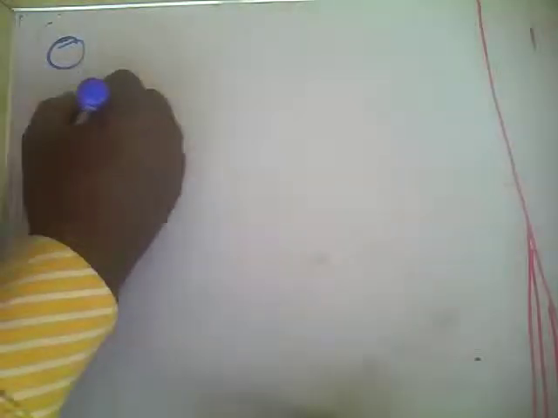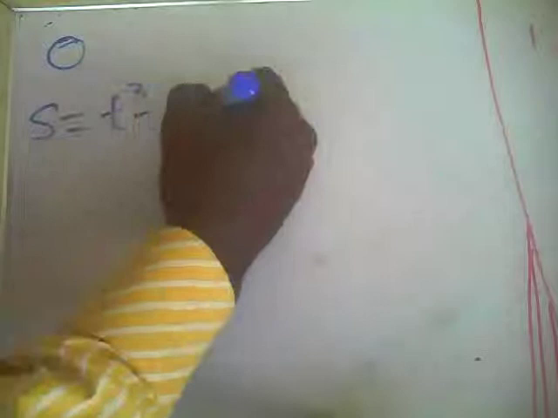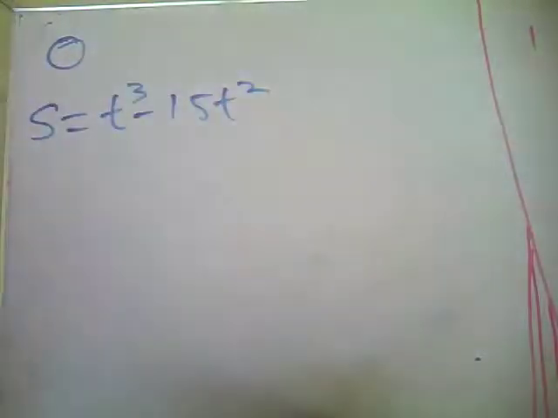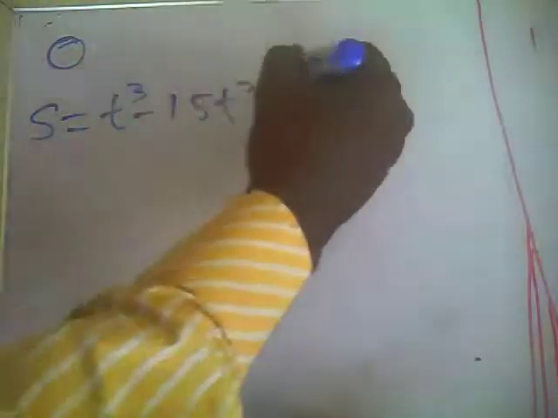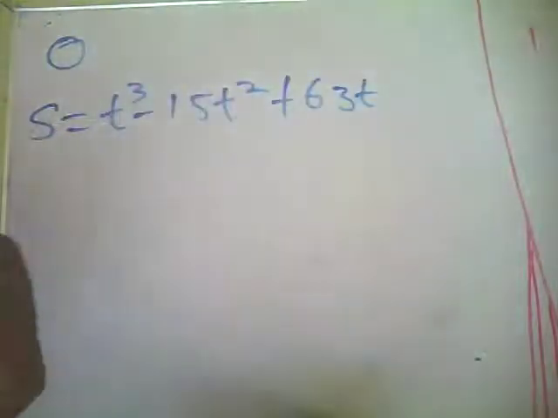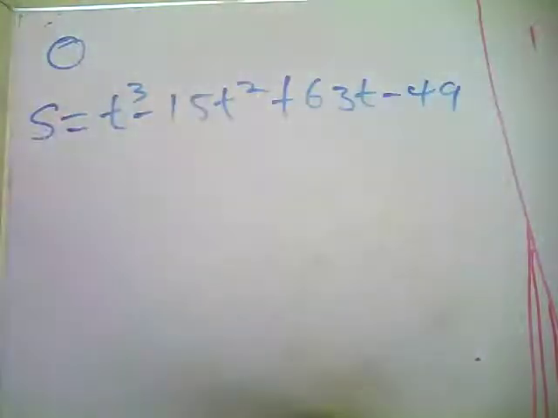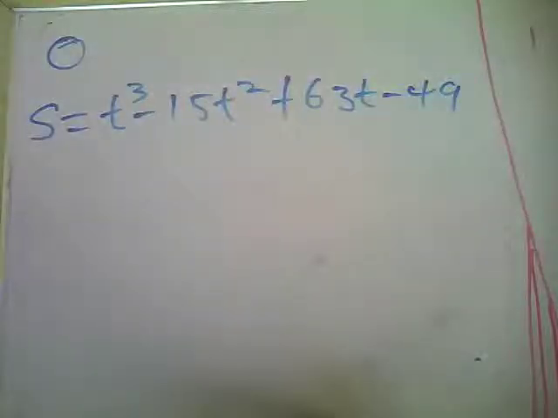s equals t raised to the power 3 minus 15t squared plus 63t minus 49. Calculate the distance when the particle is momentarily at rest.